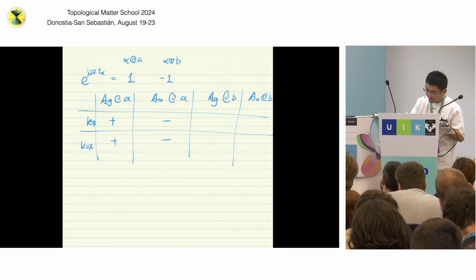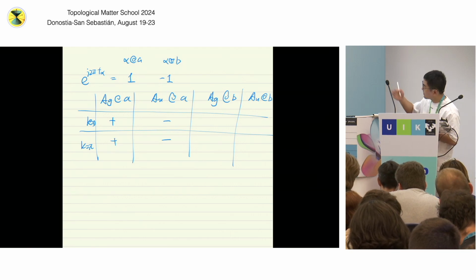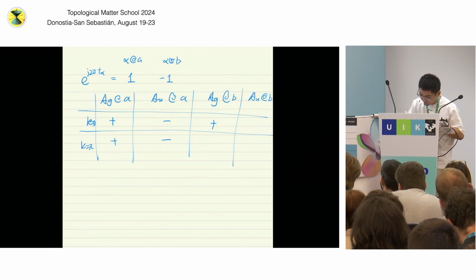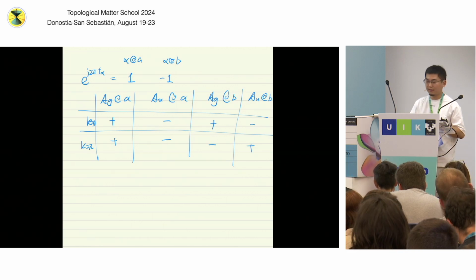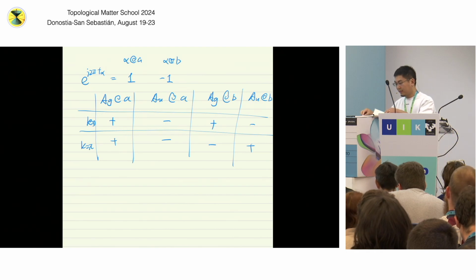But for the orbitals at the b position, there is a phase difference between the two eigenvalues. So basically, we have plus minus and minus plus. So this is very simple. But this mapping tells us a very important thing.